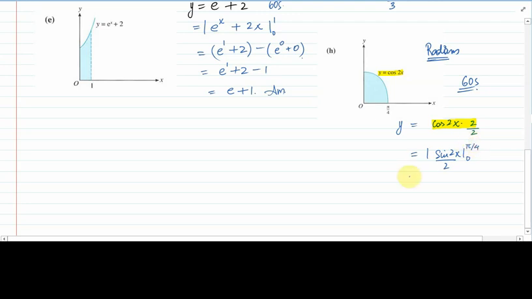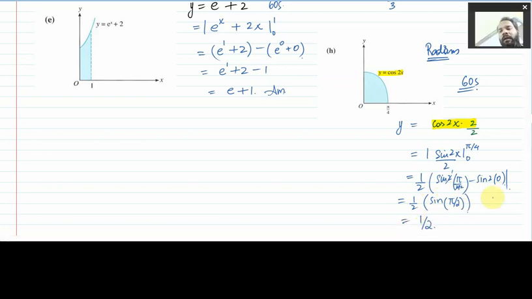Alright, so 1 upon 2 is a constant, a coefficient, taken outside. Now when you apply the upper limit, it's sine 2 times pi over 4 minus sine of the lower limit, which is 0. Sine 0 is 0. So 1 upon 2, sine pi by 2, which is sine 90, and that is equal to 1. So your final answer is 1 upon 2.